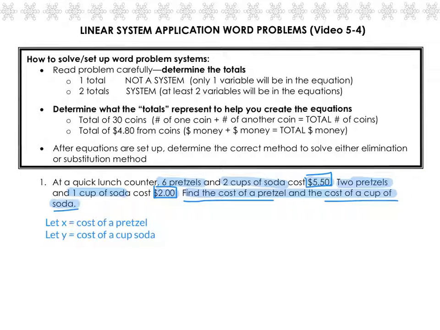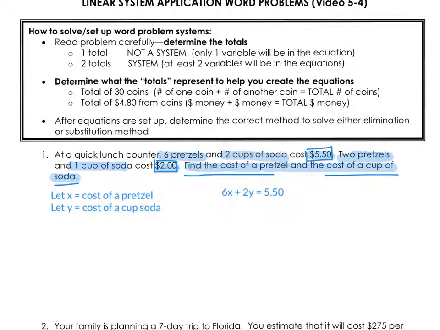Now I can start writing my equations. Well, the first one was 6 pretzels and 2 sodas cost $5.50. So 6x plus 2y equals $5.50. And my next one said that 2 pretzels and 1 cup of soda cost $2. So 2x plus 1y equals 2, or $2 if you want to put it that way. Okay, so I think that we could do this with either one, substitution or elimination.